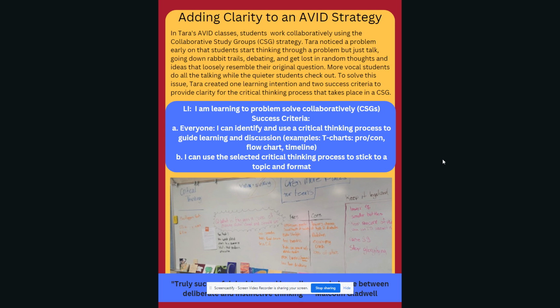So on the board there, you'll see her students working through a question. They picked a T-chart with pro-con before they started their discussion, and the discussion took place. And Tara noticed that by adding this structure to her collaborative study groups, a lot more collaboration is evident, and that students are actually getting through more collaborative study groups within the time frame. So great way of gaining and sharing clarity by adding a learning intention and success criteria to a strategy that she's already using. Thank you, Tara, for adding to our Clarity Spotlight.